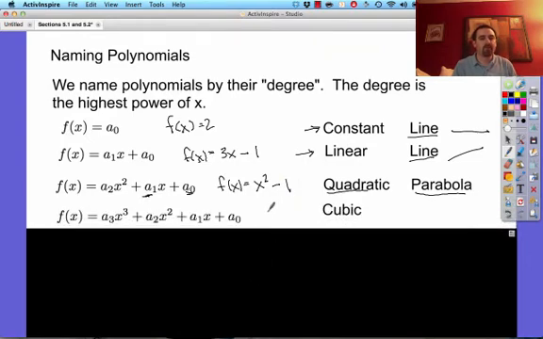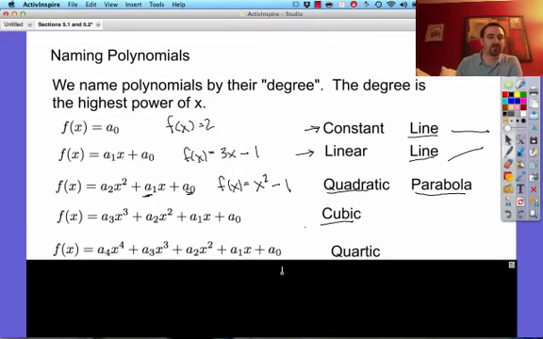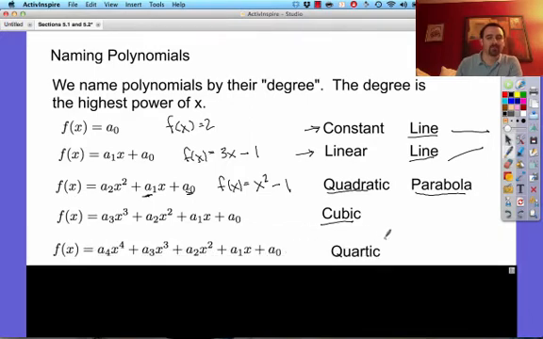Okay, now we get into power 3. When 3 is the highest power of x, when we write it out this way, we call that function a cubic, and we also call the shape a cubic. So after we get past the quadratics, all the names are the same as the shapes. If the highest power is 4, we call this a quartic, and again, we call the shape a quartic. You don't hear people use that word very often for the shape, but people do use it.